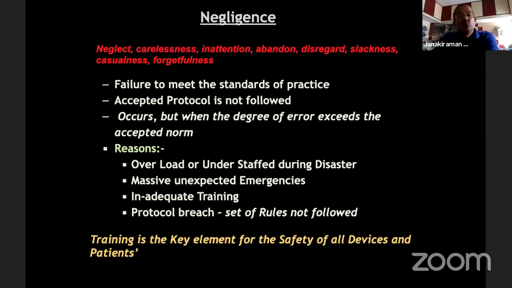People during disaster, what we are going through, COVID is a disaster. So the people are understaffed. When they are understaffed, you cannot expect them to follow the protocol. There is an emergency, around 20 people met with an accident, they are brought into the ICU. You cannot follow the protocol. And to follow the protocol, it has to be given adequate training. A protocol breach is also a negligence. So what is the key element here? Training is the key element, and it should be done constantly for both patient safety as well as device safety.